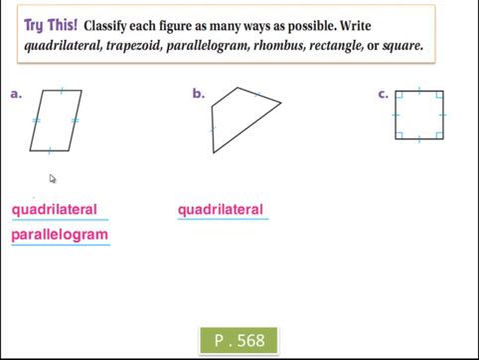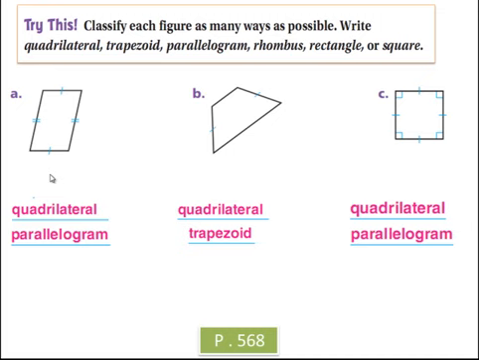Let's go to the next one, quadrilateral. I said to you firstly, it's a quadrilateral. Then, trapezoid. Great job. Question C, quadrilateral and parallelogram and rhombus, rectangle, square. Why all of these answers?